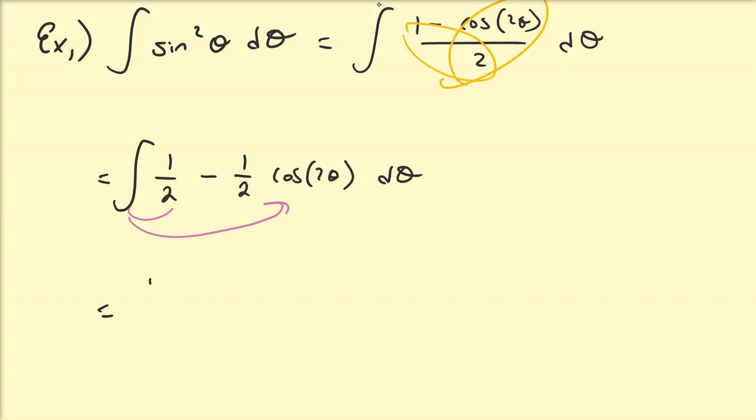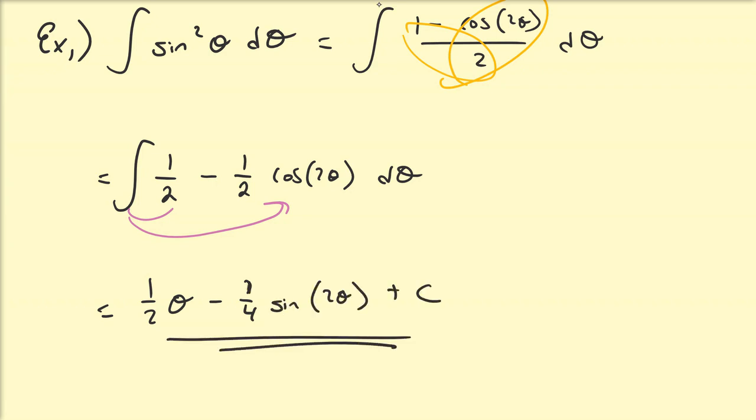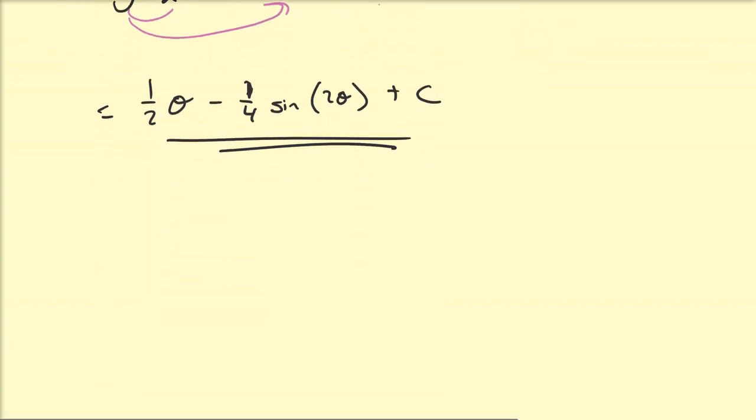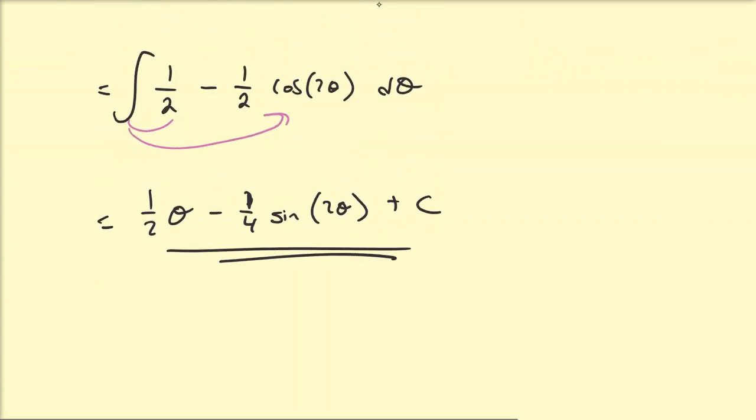So the integral of 1/2 is going to be 1/2 theta. The integral of cosine is going to be sine, and then we need to use a backwards chain rule or a basic substitution to figure that out. So it's going to be equal to 1/2 theta minus 1/4 sine of 2 theta plus some arbitrary constant c. So that gives us the integral of sine squared.